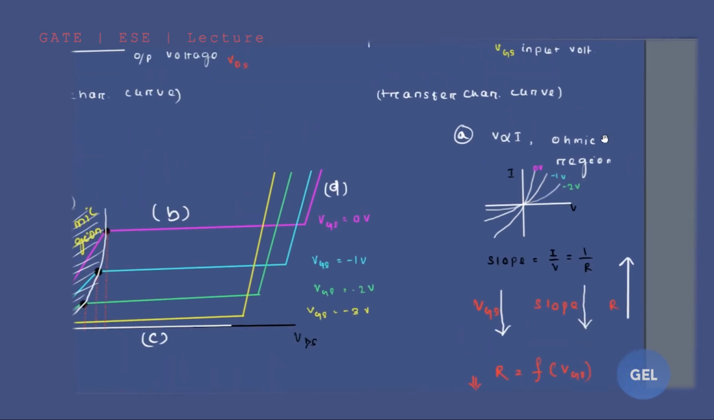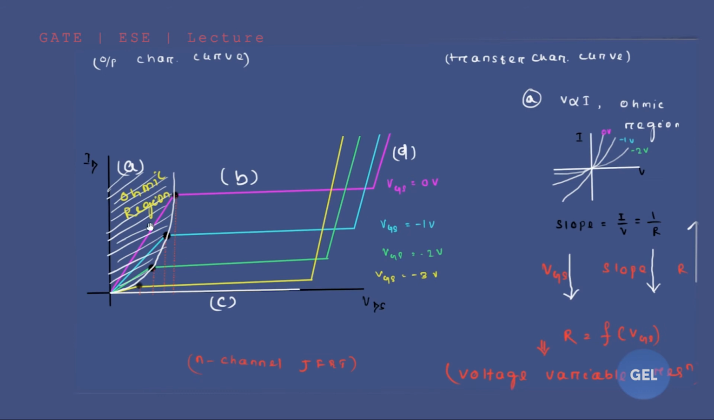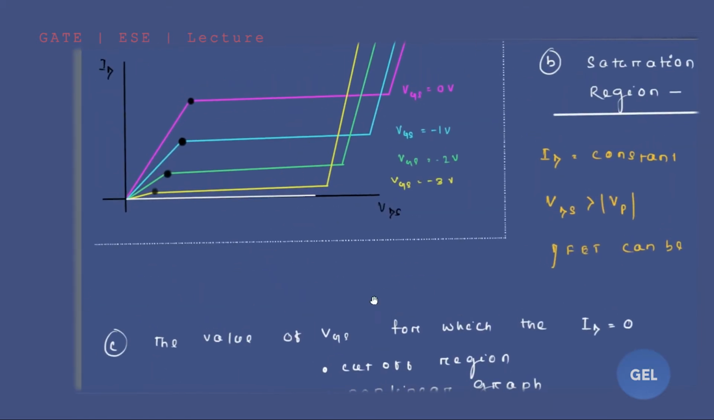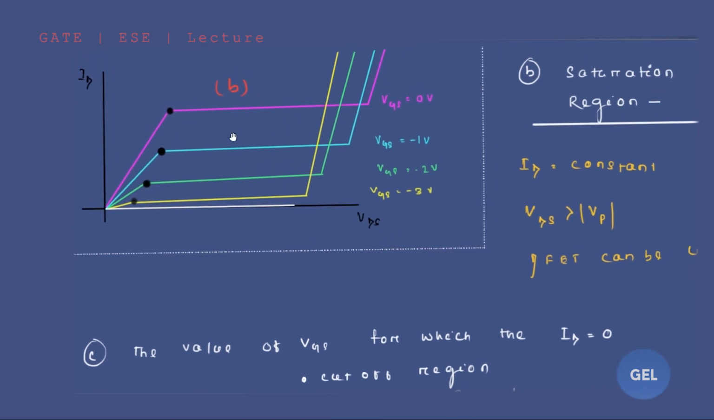Clear? So this ohmic region is showing voltage variable resistance characteristics. Okay, now let's go to the B section. In this B section, I'm only considering this B section. B section is your saturation region, that is, your ID value is constant. After this pinch-off value, you are getting a constant current value.